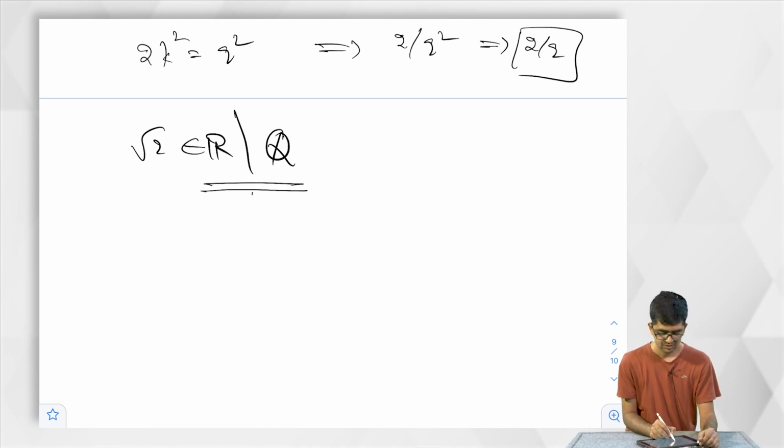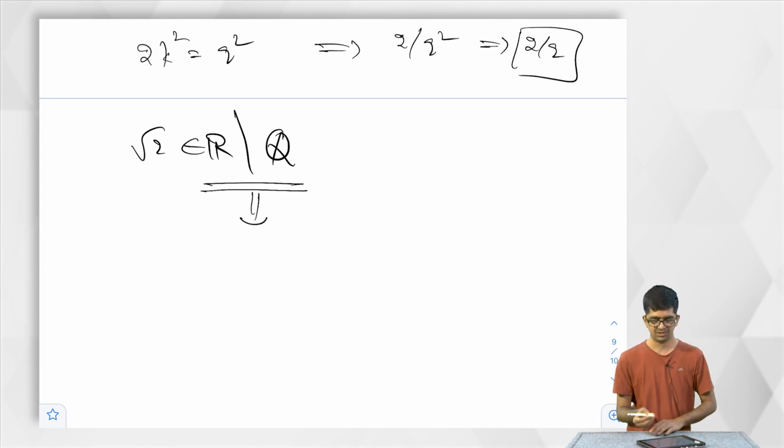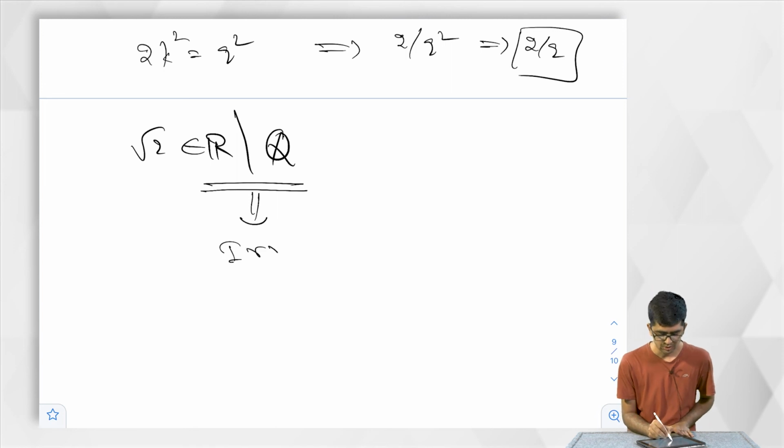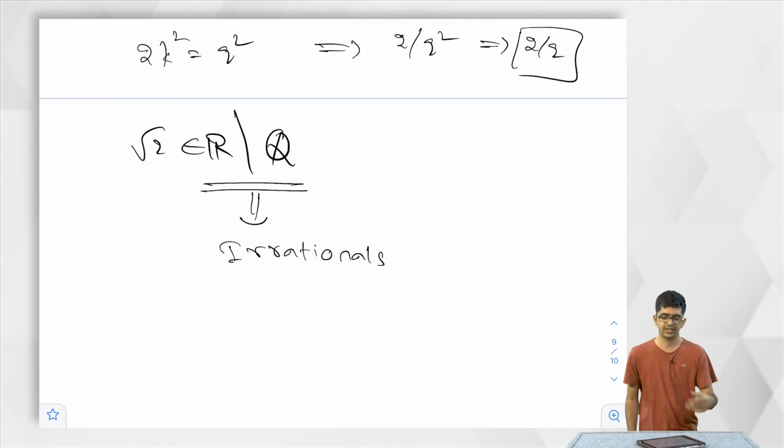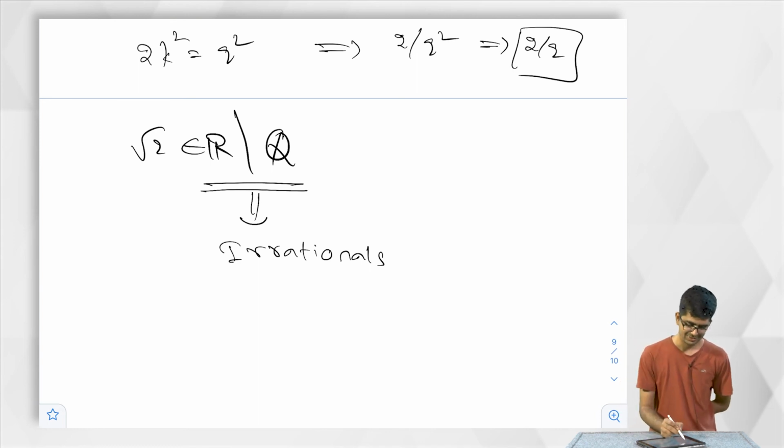Such elements, the elements of R which are not elements of Q, are called irrationals. So these are called irrational numbers, and we have proved just now that root 2 is an element of R that is not in Q. So there is at least one irrational number.